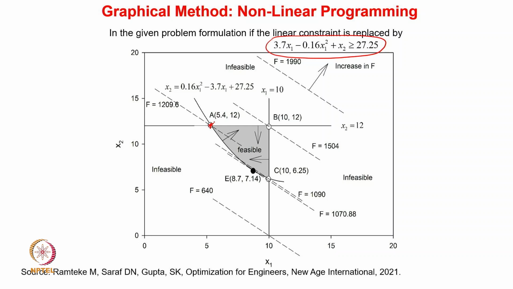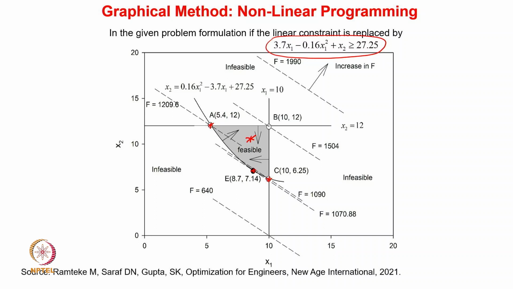Now let us find out the optimum solution. So the optimum solution, this is the point which we have obtained earlier, which is having function value equals to 1090, isn't it? But when we are having a non-linear constraint like this, you can see that my optimum solution is here. It's not at the corner point. In fact, in non-linear programming, my optimum solution can be even inside the feasible region.